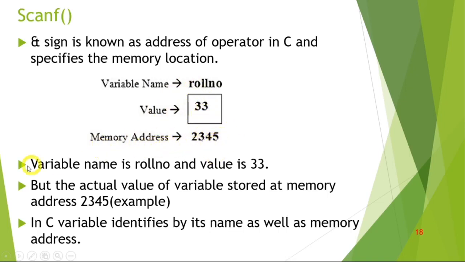What do we have to get from that? Say the variable name is roll number and the value is 33, but the actual value of the variable is stored at the memory address, that is 2345. For example, 33 is stored at memory address 2345. It is the computer's choice where it stores the variable. So in C, a variable is identified by its name as well as its memory address. So C will identify where the 33 has to be stored.